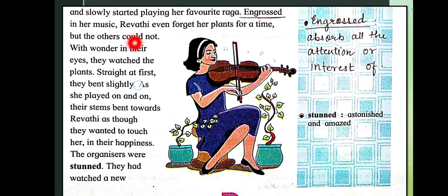Engrossed in her music, Revathi even forgot her plants for a time. But the others could not. With wonder in their eyes, they watched the plants. Straight at first, they bent slightly. As she played on and on, their stems bent towards Revathi as though they wanted to touch her.